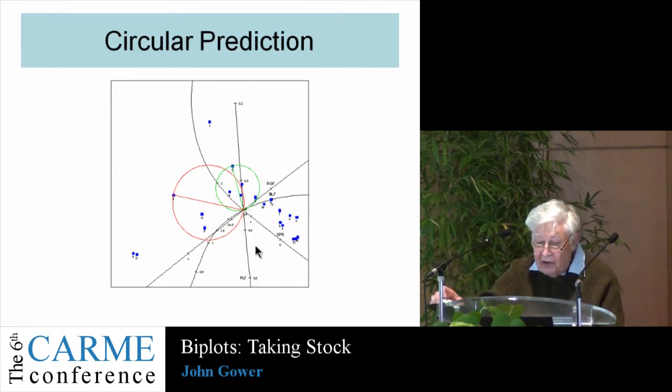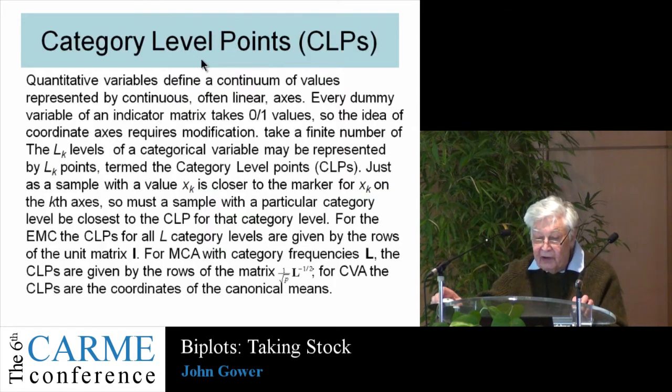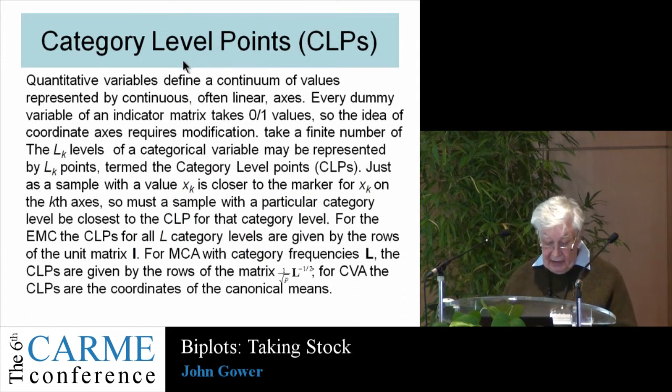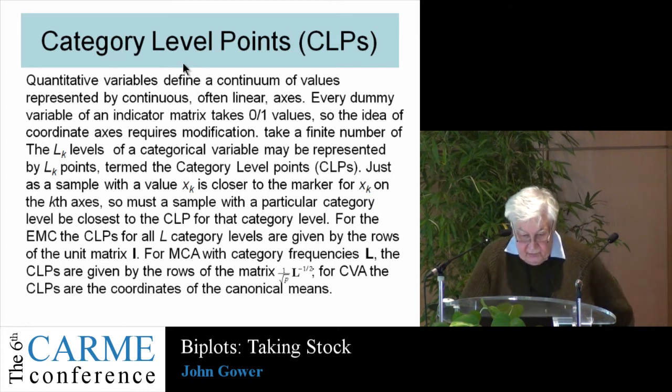The green circle is just another case. So we call this circular prediction, and with one kind of nonlinear biplot axis, that's how you use it. So this demonstrates a different kind of axis. Now I said I'd say something about category level points, for how we deal with categorical variables.